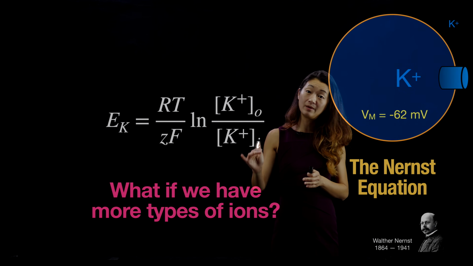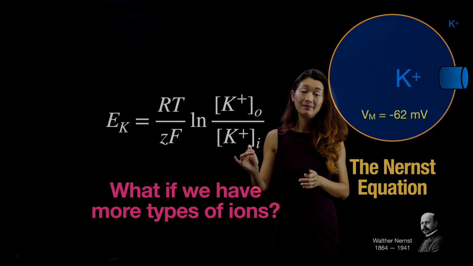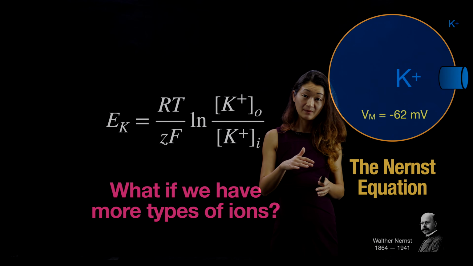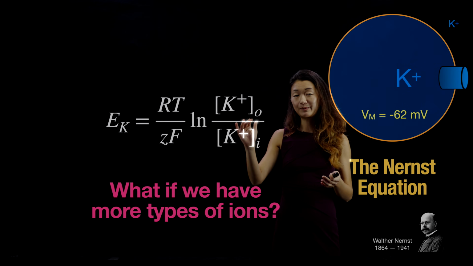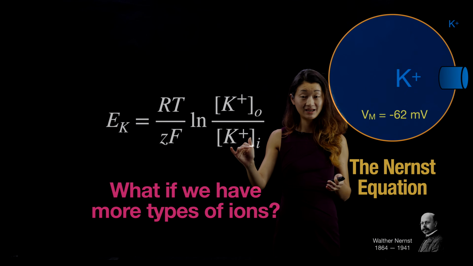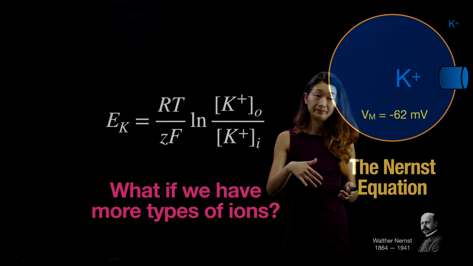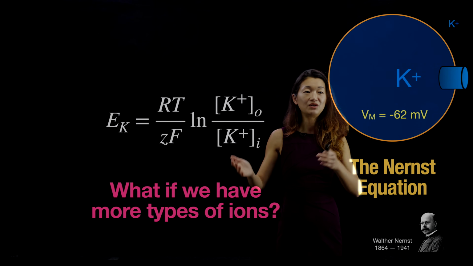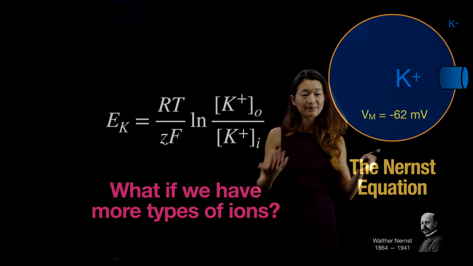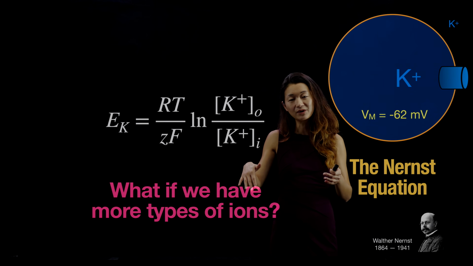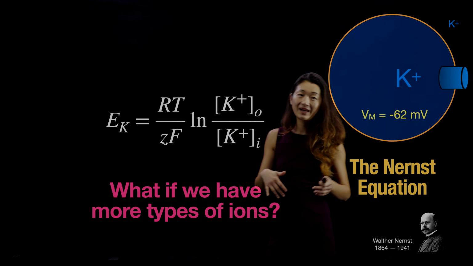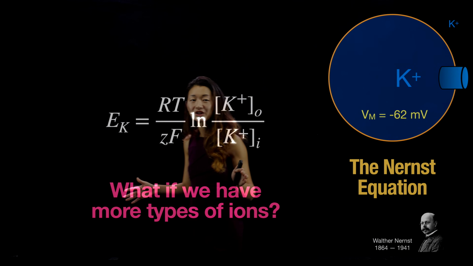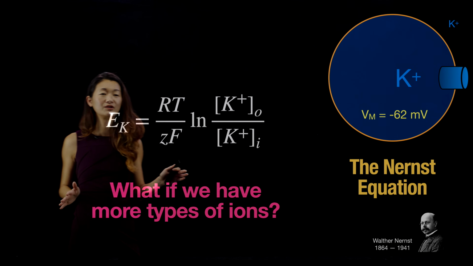If it is more permeable to potassium and less permeable to sodium, you might intuitively want to take a weighted average, where the ratio of the potassium is weighted more heavily than the ratio of the sodium. So if it's 50-50, you just average them. If it's 70-30, you might say, okay, 70% important is potassium, 30% important is sodium. That's the intuitive hand-wavy explanation of what to do if we have more types of ions.